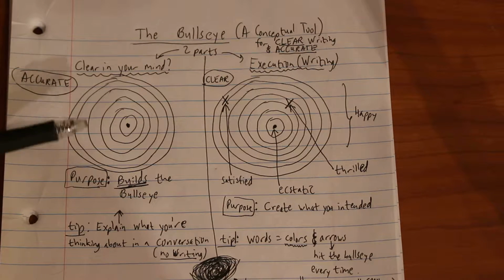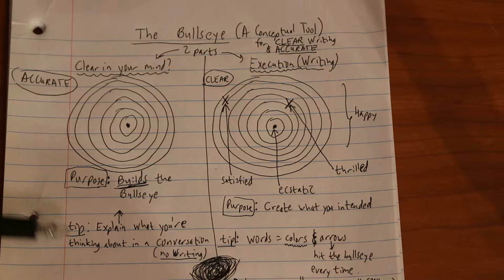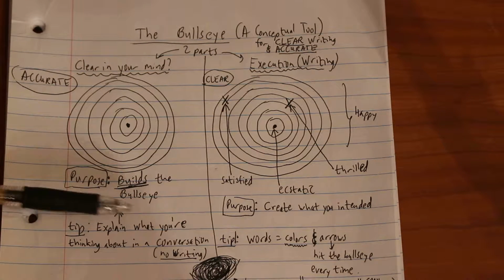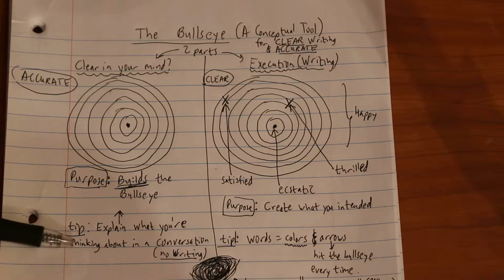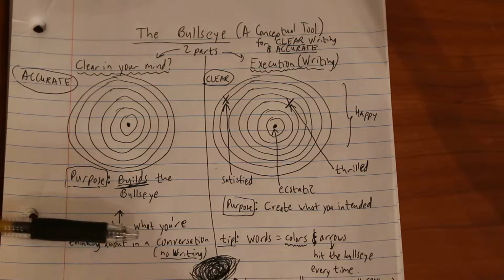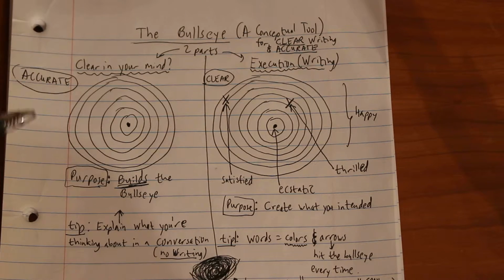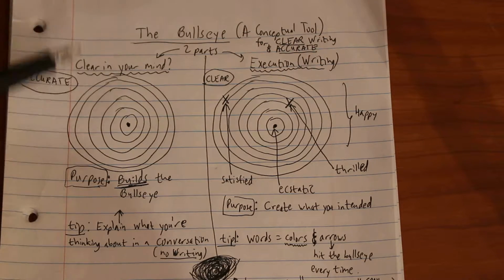Now, if you're not sure, like let's say you read something and you're like, I didn't quite understand it, or I sort of have an idea but I'm having a tough time, one tip to help you is explain what you're trying to say or what you're thinking about in a conversation. In other words, no writing. Put your pen down, put the paper away. If you can't explain it in simple words to somebody using as many descriptions and words and phrases as you want, then it's not clear in your mind.